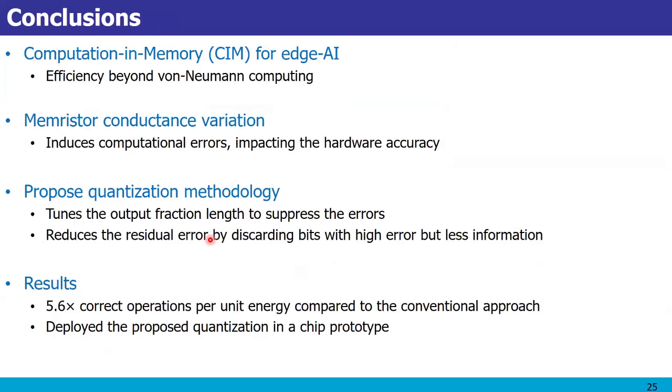So to conclude, computation in memory is a very attractive alternative for beyond von Neumann computing, targeting edge AI. But issues like conductance variation introduce computational errors and thereby hamper the functionality. In our paper, we propose a quantization methodology which can overcome this in a very lightweight manner by tuning the output fraction length, which suppresses the errors, and then further reducing the residual error by selectively discarding MSB and LSB parts of the output, ultimately leading to 5.6x correct operations per unit energy.